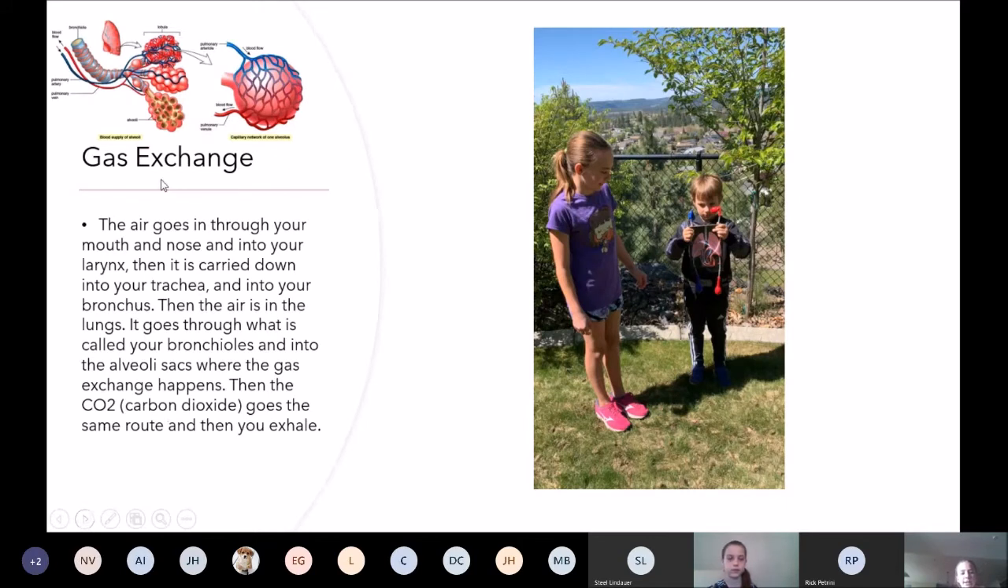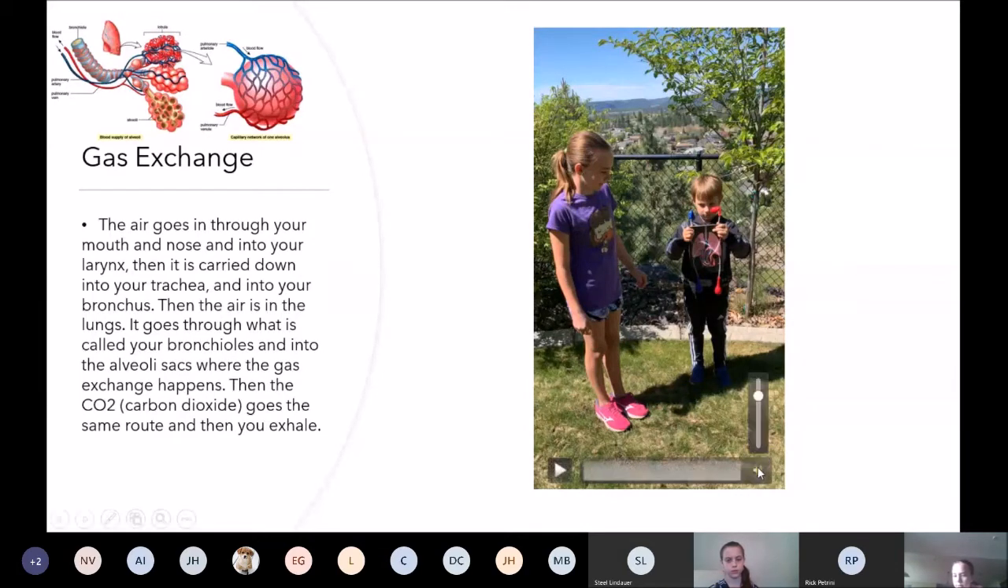Gas exchange. Gas exchange is when the oxygen is switched out for the carbon dioxide in your bloodstream. The air goes in through your mouth and nose and into your larynx. Then it is carried down to your trachea and into the bronchus. Then the air is in the lungs. It goes through what are called your bronchioles and into the alveoli sacs where the gas exchange happens. Then the carbon dioxide goes the same route and you exhale.